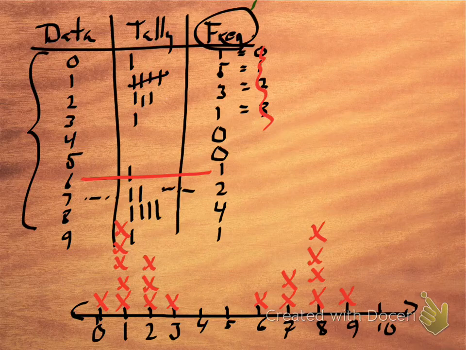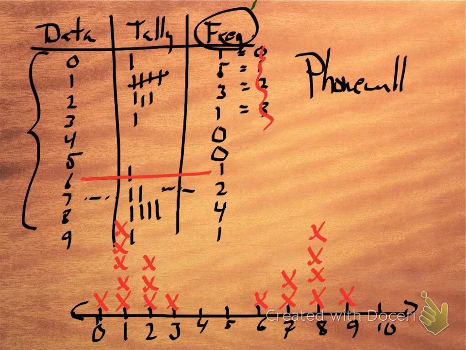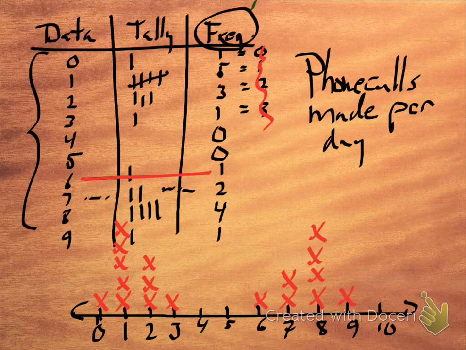Now, all graphs always get a label, and I really should have done this with the frequency table as well. And so that should represent what we're looking at in terms of the data. What does it represent? Okay, and it turns out that this one was phone calls made by employees in a day. So you literally write that out. Phone calls. This is what the data actually came from. Okay, phone calls made per day.